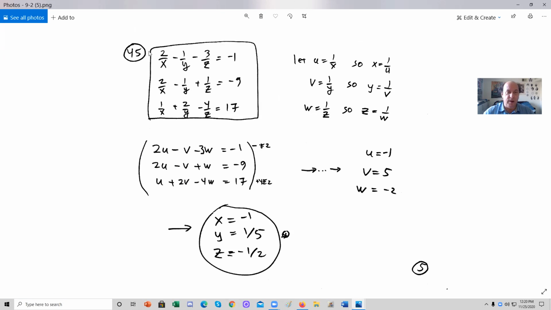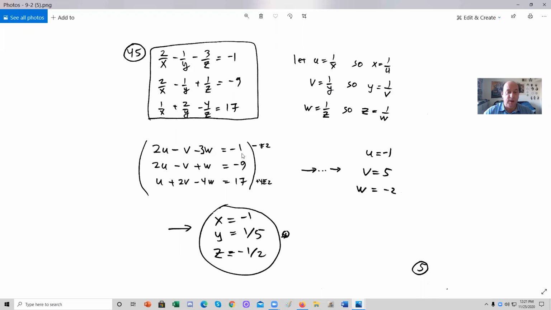Now for this one, be careful. Here we have reciprocal x, reciprocal y, reciprocal z here, here, and here. So what we do is we let u be 1 over x, v be 1 over y, and w be 1 over z. We'll solve for u, v, and w, but then we have to convert back by having x be 1 over u, y be 1 over v, and z be 1 over w. u and x are reciprocals of each other, so are v and y, so are w and z.